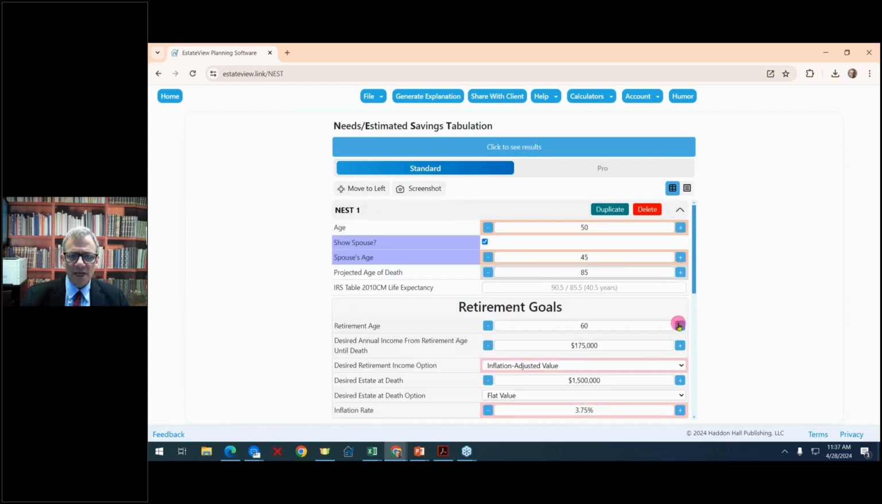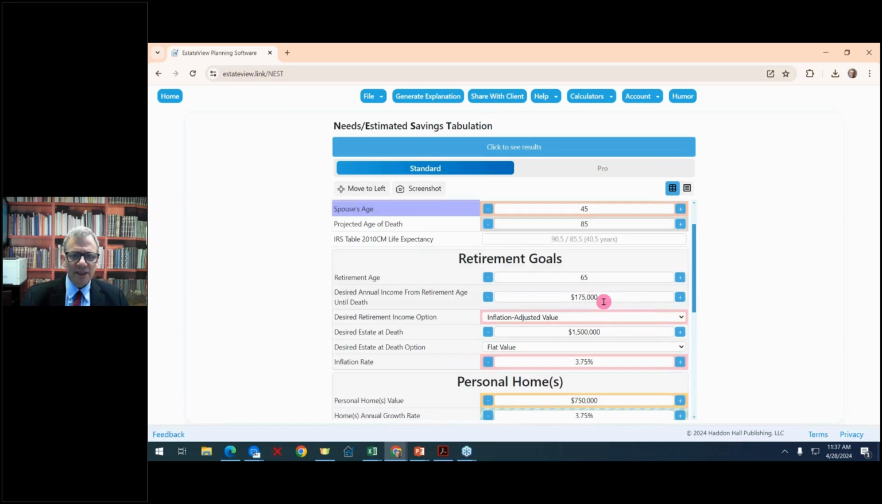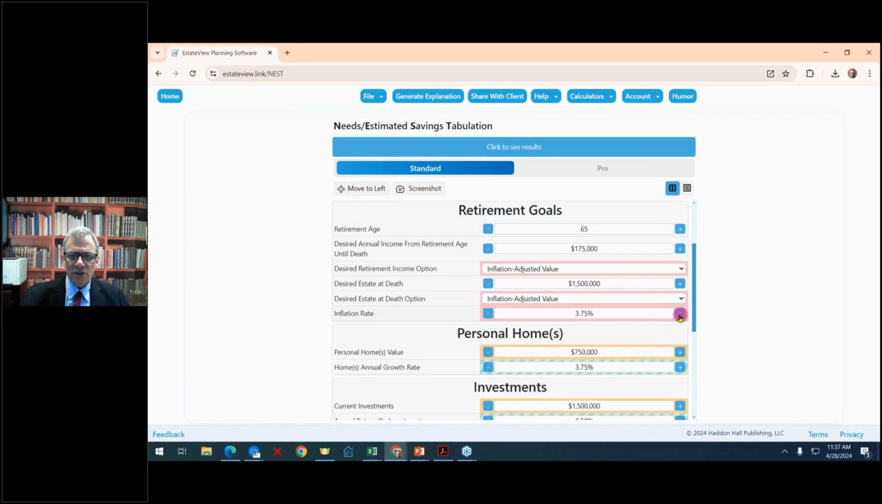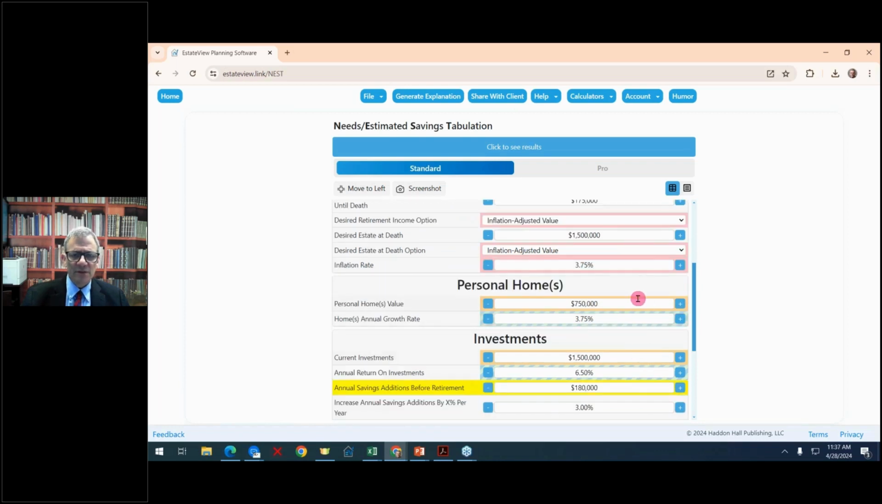And then a retirement goal. They may want to retire when the oldest spouse reaches age 65 and to be able to spend $175,000 a year, of course, adjusted for inflation. And at death, they may want to leave their descendants at least $1,500,000, adjusted for inflation. They may assume an inflation rate of 3.75%, and then they have a $750,000 home that they believe will grow at 4.25% a year.